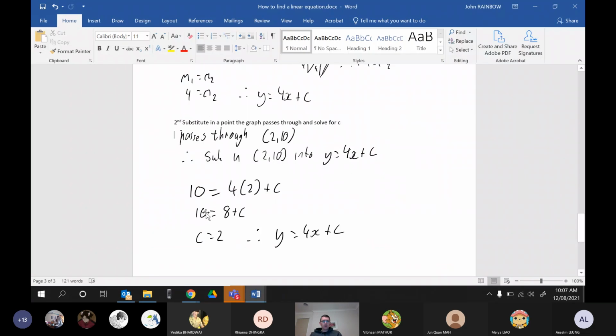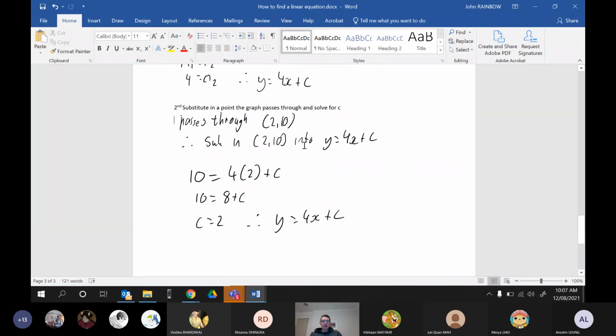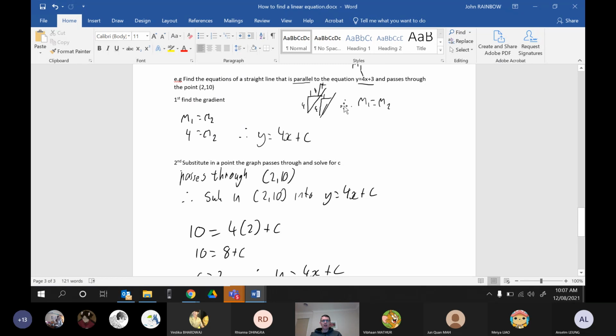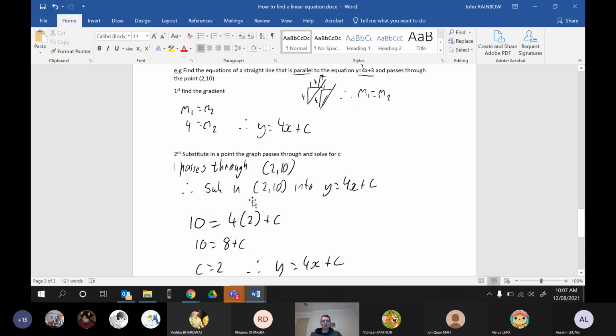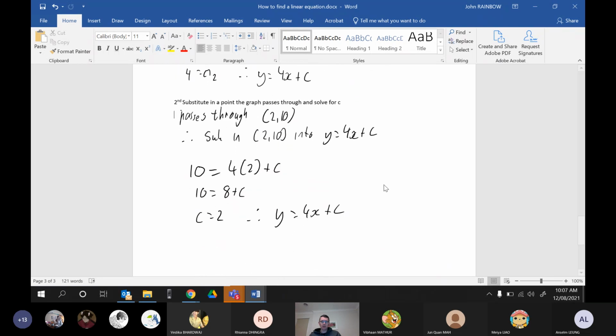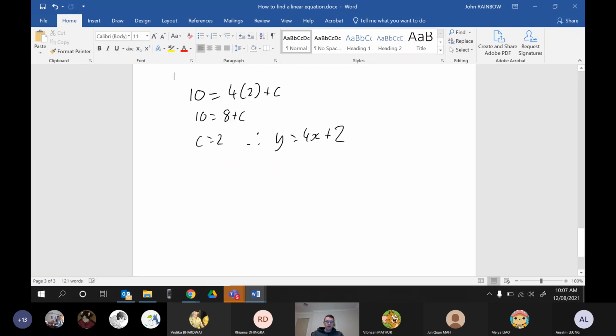So on how you feel about that process of parallel and find an equation: if it's parallel to this, it obviously has to have the same gradient, and then you've just got to find out where it goes, what the c value is. And then, oops, why did I write plus c? It should be plus 2. Sorry. And if that makes sense to you guys, if you can give me a bit of feedback, that'd be really good.